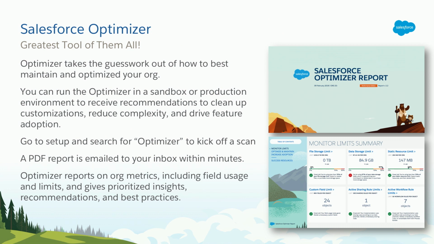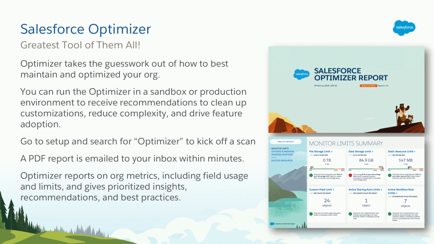You can access it through setup. When you go into setup, just type Optimizer, and you'll find it there. You click a button, and it'll run a report. It'll send you that report a few minutes later in a PDF, and you have that forever. It'll also upload it into files in Salesforce, so you have it both in your email and also in Salesforce. You can go through the report at your leisure.